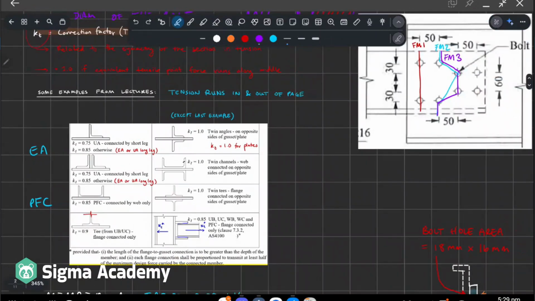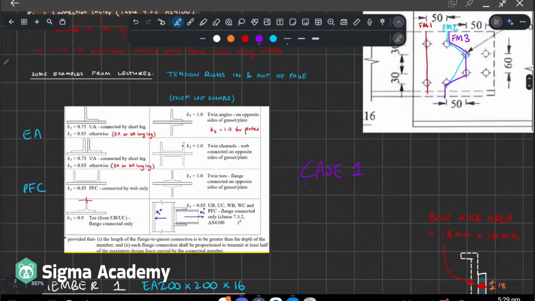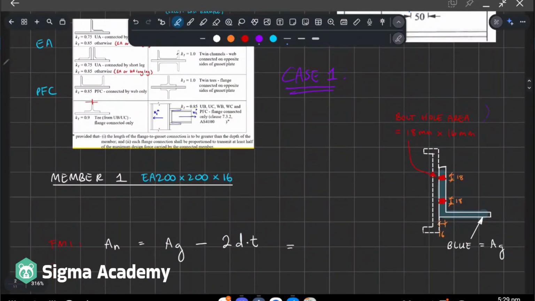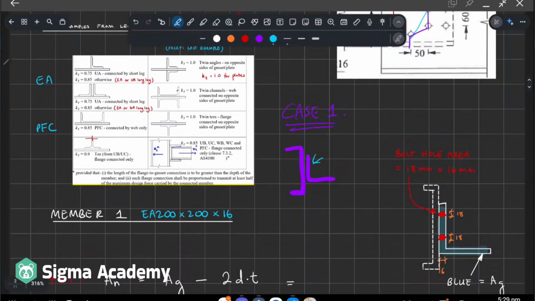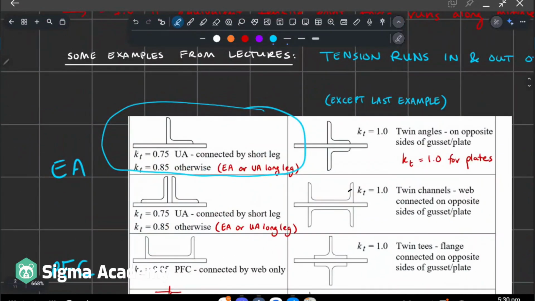So, all right, basically, for case 1, it looks like this, right? So we have a PFC on the left, and then we have an equal angle on the right, okay? So we're concerned about this equal angle, right? So we're viewing it from the perspective of this equal angle. And so we read this table from here, okay? So this covers 2 scenarios. One, if it's an unequal angle connected by a short leg, or an unequal angle connected by a long leg, or an equal angle, okay?